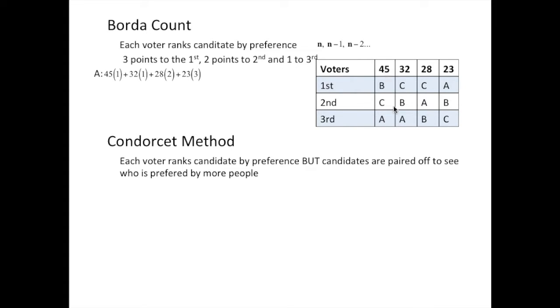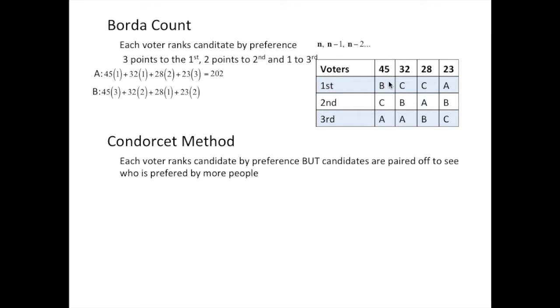A has 45 voters who ranked them third, so 45 times 1. Here they came in third, so 32 times 1. But with the 28, they came in second, so 28 times 2. And here they came in first, and first gets 3 points, so 23 times 3. So we do 45 times 1 plus 32 times 1 plus 28 times 2 plus 23 times 3, which gives us 202 points. So A gets 202 points.